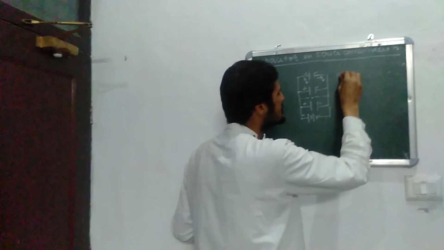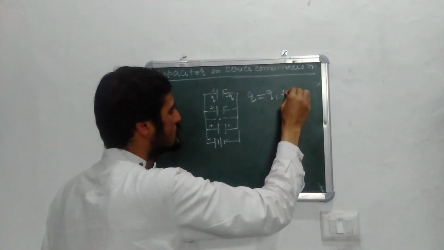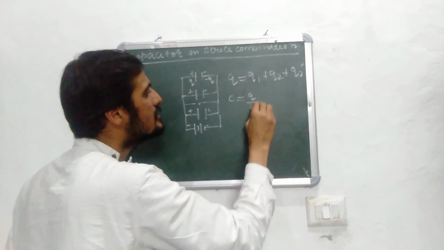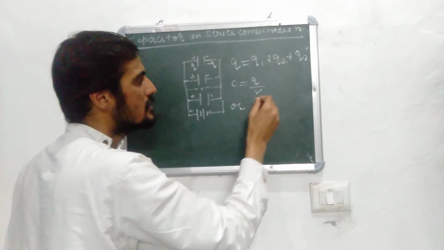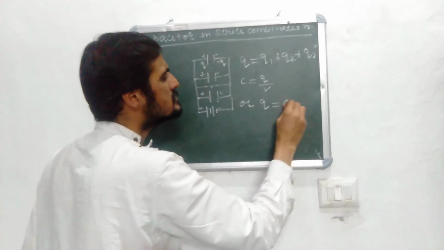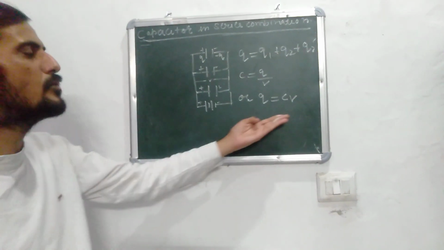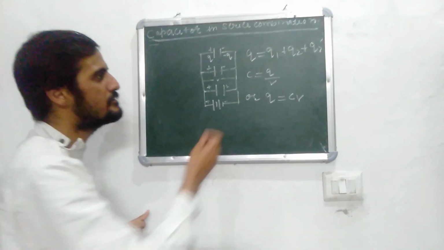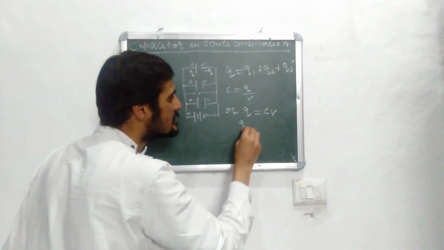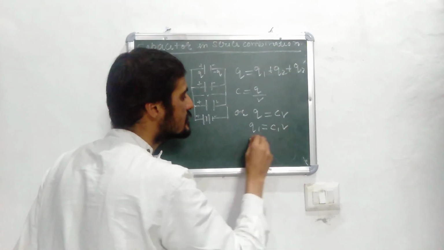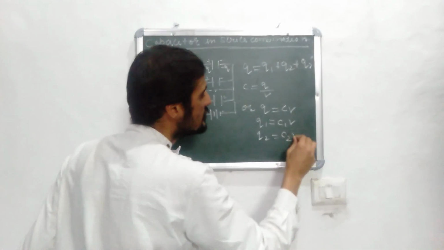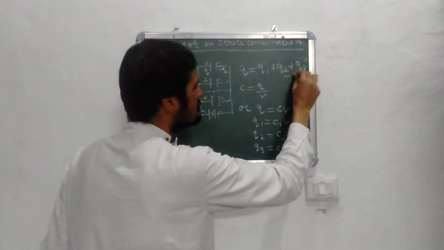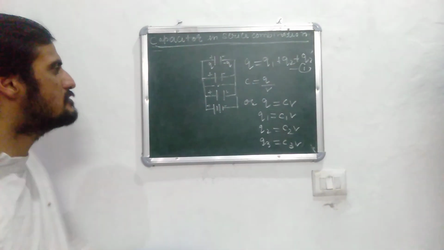Then the total charge is Q is equal to Q1 plus Q2 plus Q3. As we know, C is equal to Q upon V, or Q is equal to CV. In that case, the voltage remains the same, but the charge remains different. So Q1 is equal to C1V, Q2 is equal to C2V, and Q3 is equal to C3V. This is equation number 1.